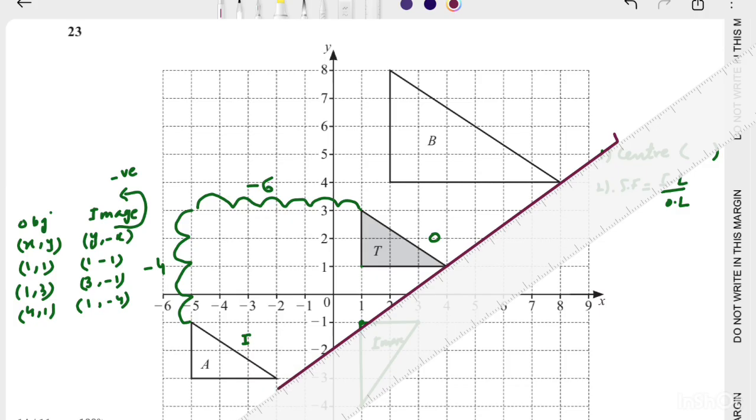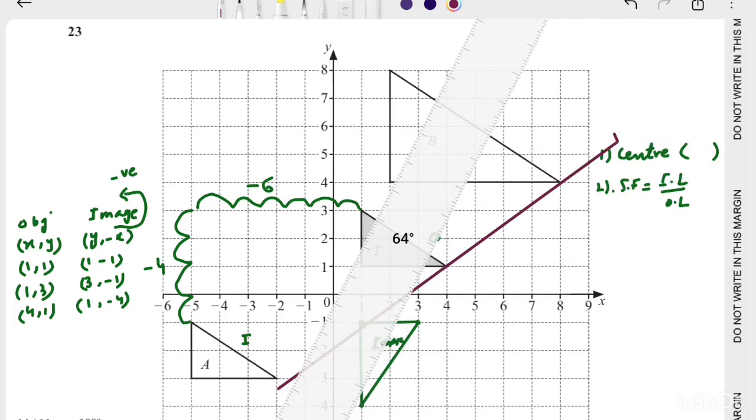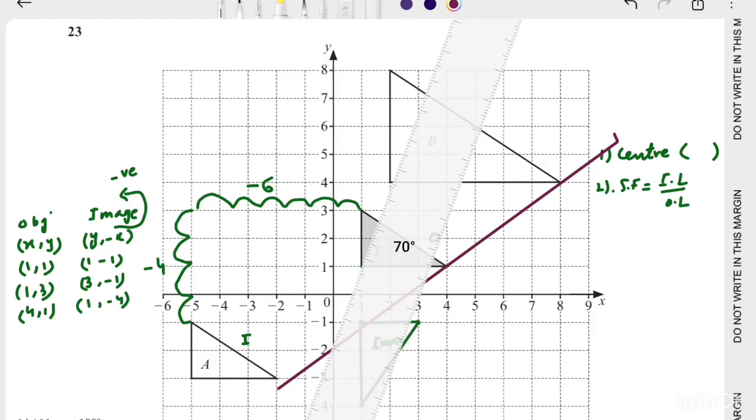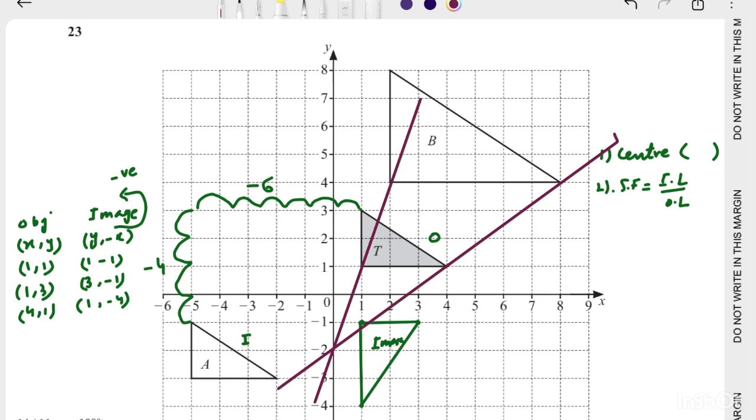Join any two corresponding vertices. So students, see that both lines are meeting at one point. This is called the center, and that is (0, -2).